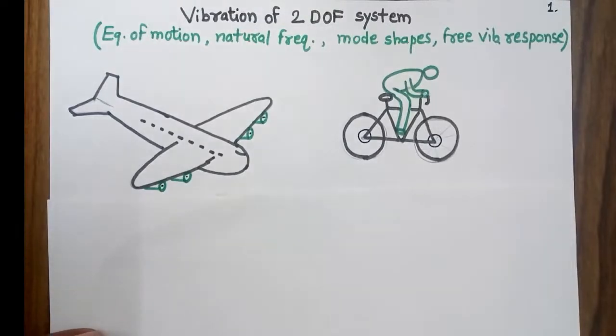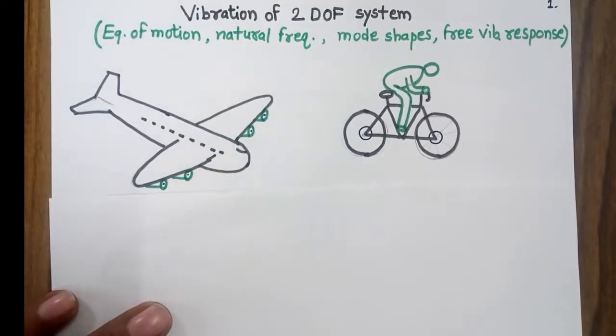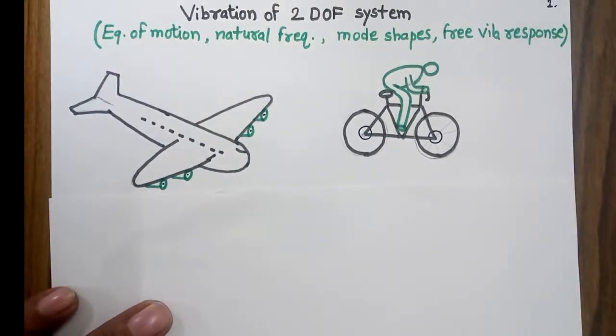In this session, we will try to understand what a 2 degree of freedom system is, and we will discuss some real life systems which can be modeled as a 2 degree of freedom system. Then we will see how we develop the equation of motion for a 2 degree of freedom system, and how we calculate the natural frequencies and mode shapes of a 2 degree of freedom system. In the last, we will see the response of a 2 degree of freedom system.